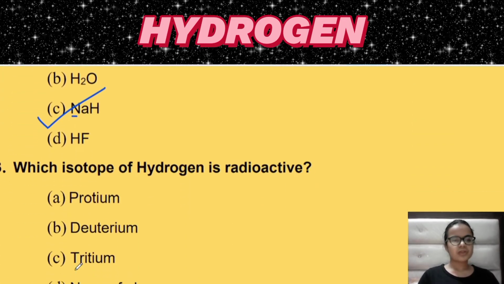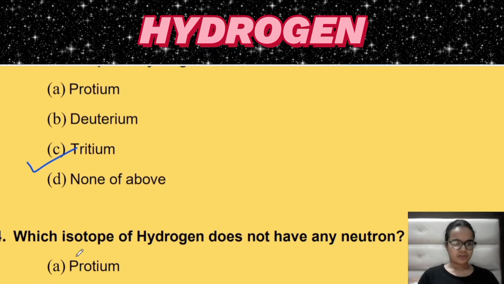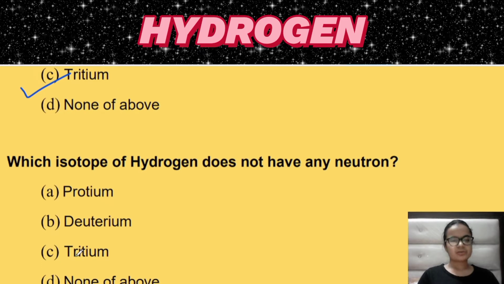Next question is, which isotope of hydrogen is radioactive? And the answer is tritium. We already know this fact because we have read in NCERT that tritium is radioactive in nature. Next question is, which isotope of hydrogen does not have any neutron? And the answer is protium. Deuterium has 1 neutron and tritium has 2 neutrons.